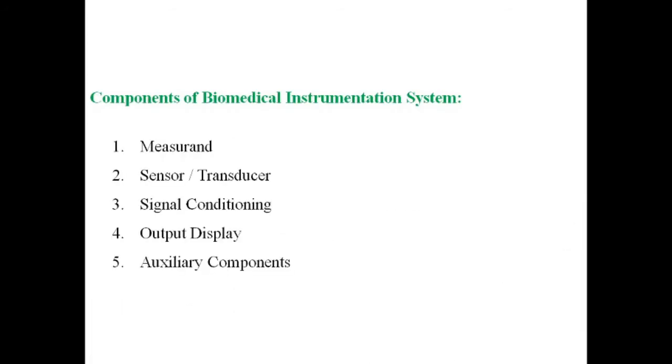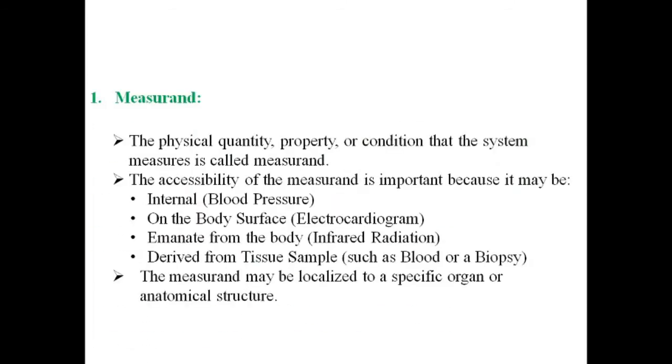These are the blocks which we have just studied: the measure end, sensor or a transducer, signal conditioning, output display, auxiliary components. This could be the minimum blocks that are required for a biomedical instrument system. You could say that these are the components of the biomedical instrument system. So we'll see the function of each block in detail.